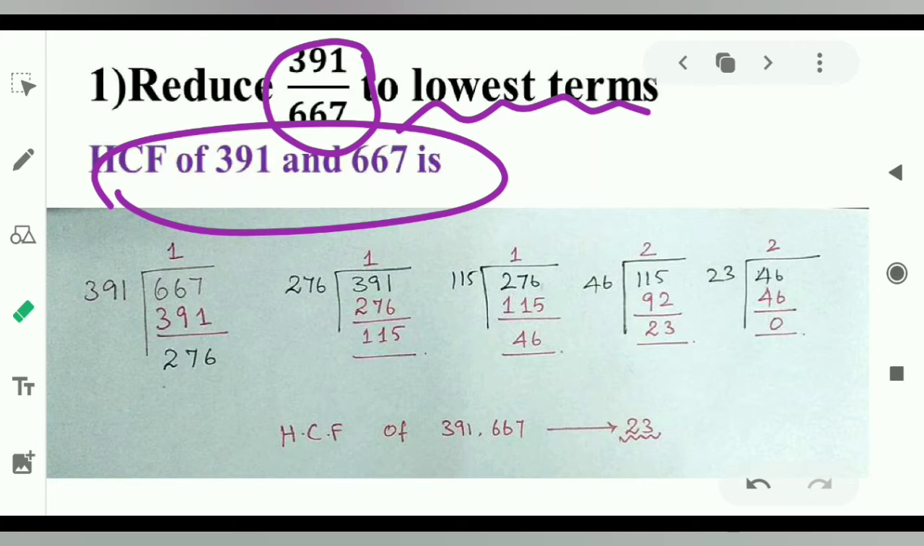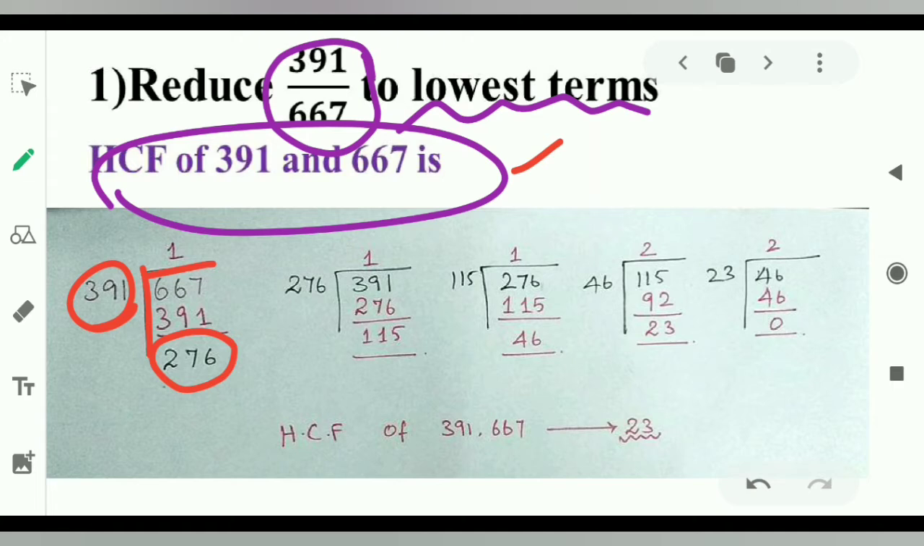In order to reduce these steps, we are taking HCF into our hands. First of all, we are going to find the HCF of 391 and 667. Are you all ready to find the HCF? Good. Come on, let's find the HCF of 391 and 667 together. 667 is divided by 391. Here we are using the division method. The bigger number is divided by the smaller number. We are getting remainder as 276.